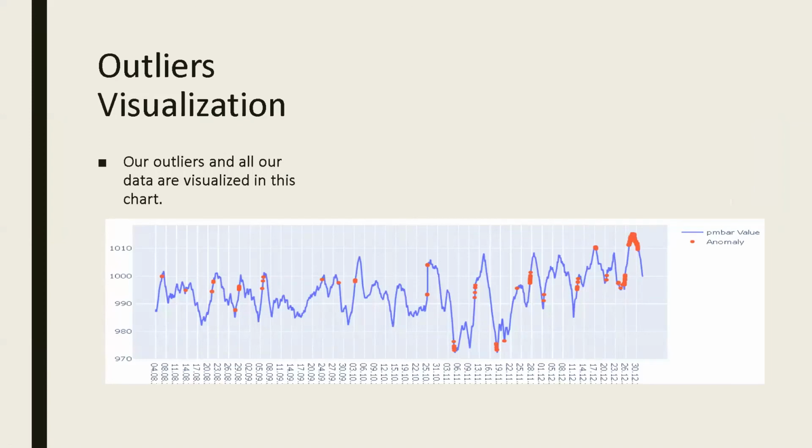Outliers visualization. Our outliers and all our data are visualized in this graph, as you can see. The graph has red points and a blue line. The red points on the graph represent our outlier values. The blue line on the graph represents the PM bar values in the dataset.